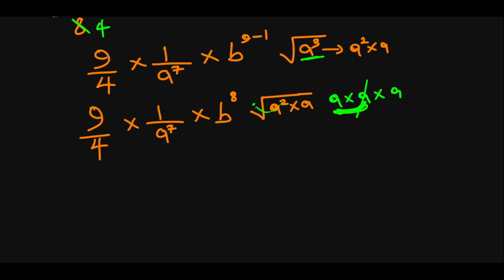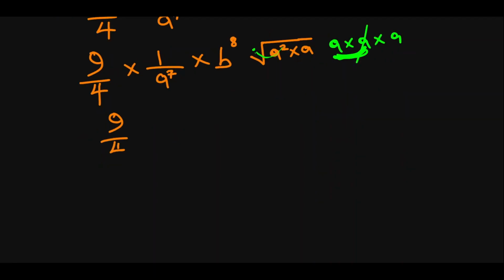So this now finally gives us 9 over 4 times 1 over a to the power of 7 times b to the power of 8 times a root a. That is, one of these a's made it out, the other one has been sacrificed for the square roots, and then the other a is what is here.